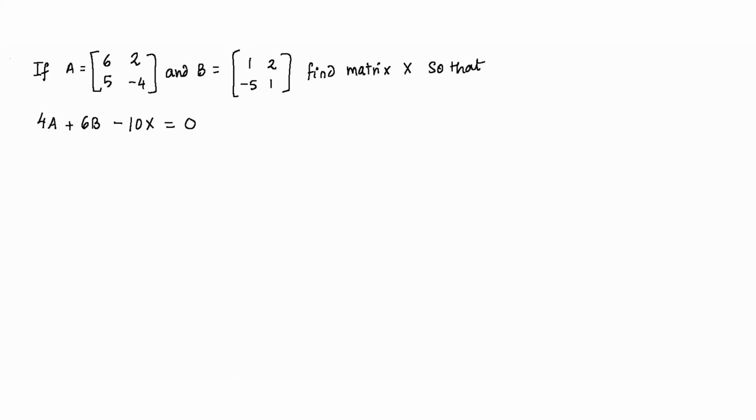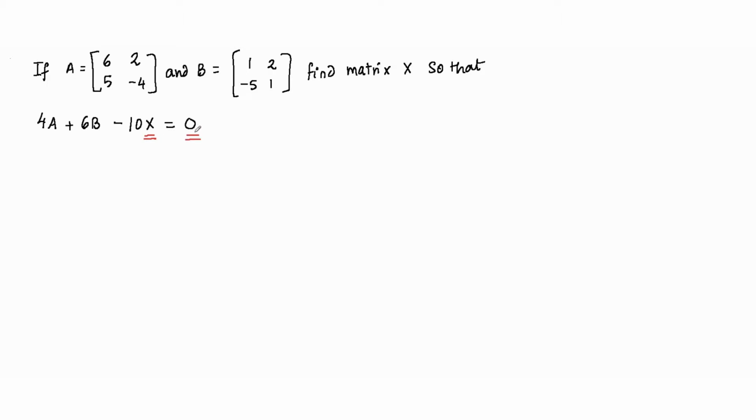So in this particular segment, we are going to solve a few questions based on matrices. And this is the first question. The matrix A is given, the matrix B is given. We have to find the matrix X such that 4A plus 6B minus 10X is equal to the null matrix.